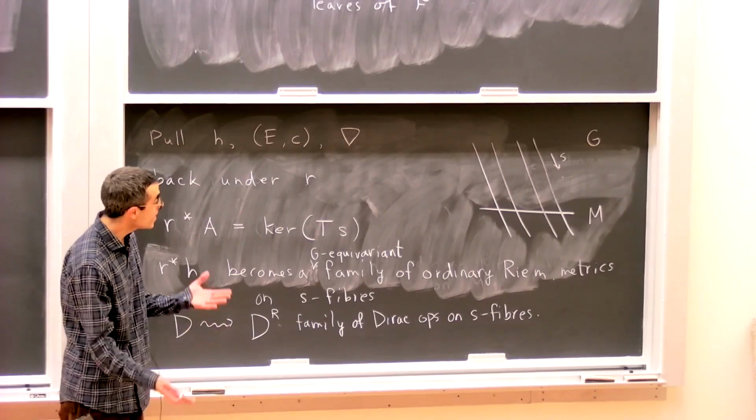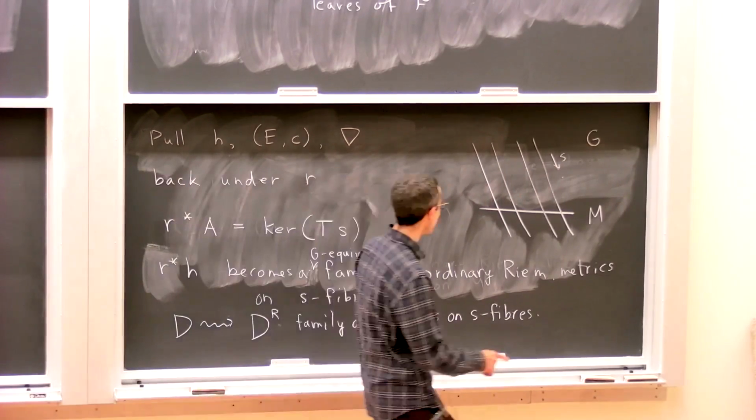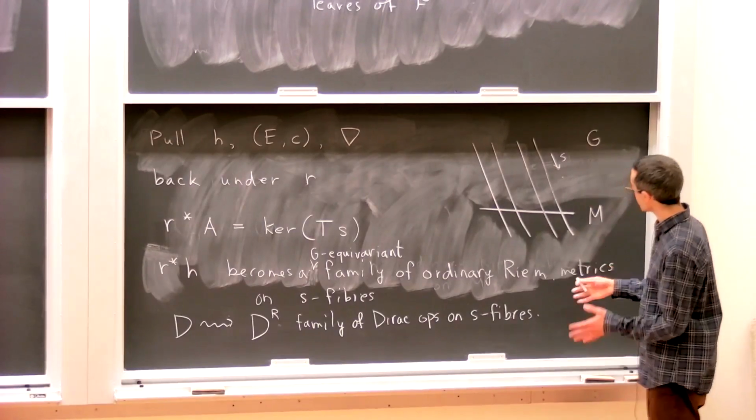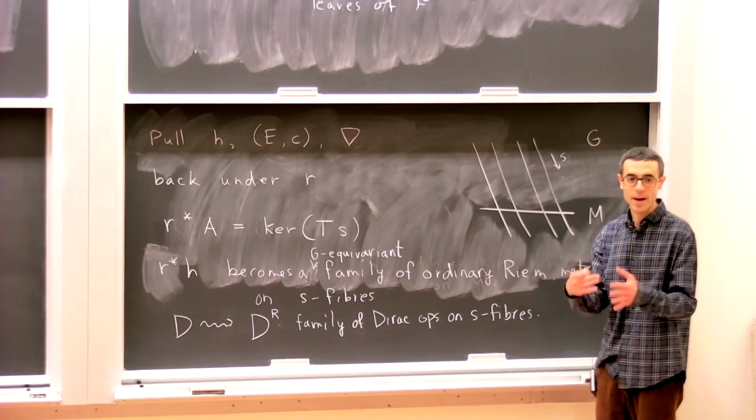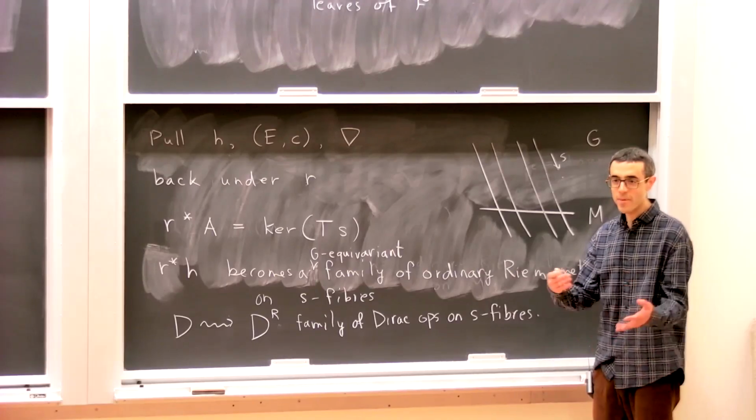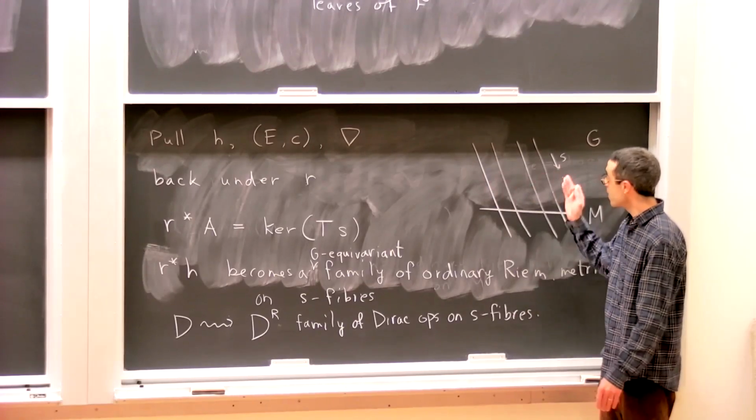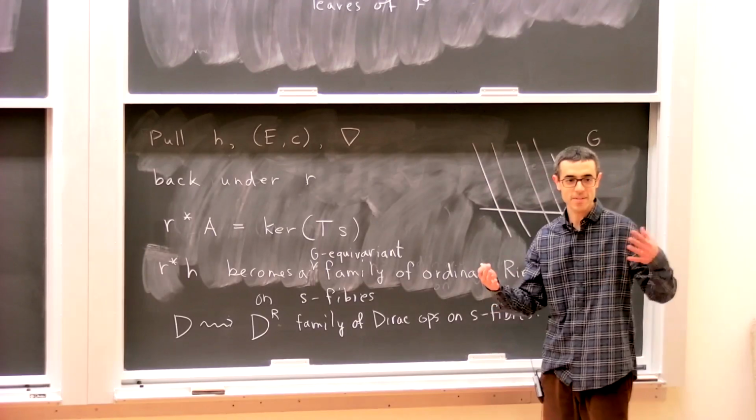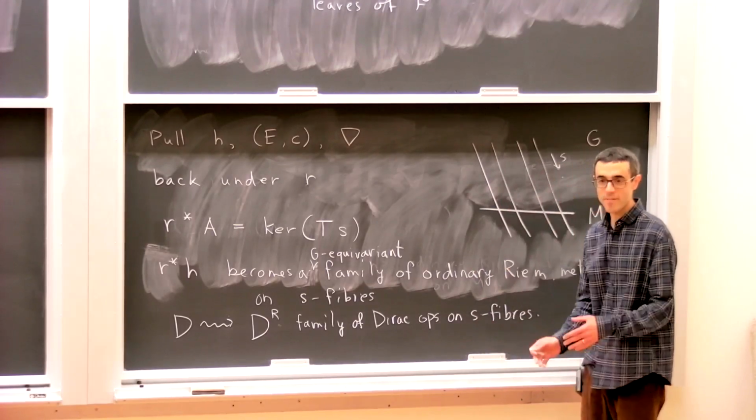So Atiyah-Singer are looking at the case where not only do you have a surjective submersion here, but you actually have a nice fiber bundle with compact fibers. So in a sense, the way we're generalizing is that now we're allowing something that's maybe not a fiber bundle, it's just a surjective submersion. The fibers don't have to be compact.